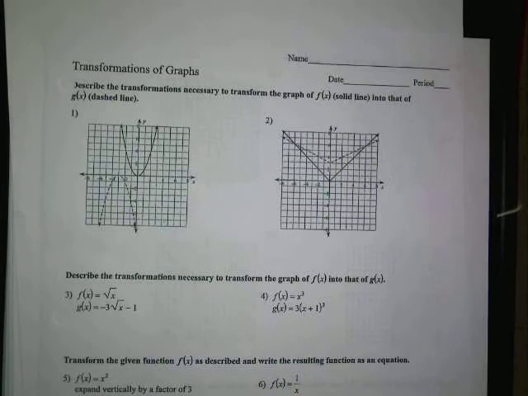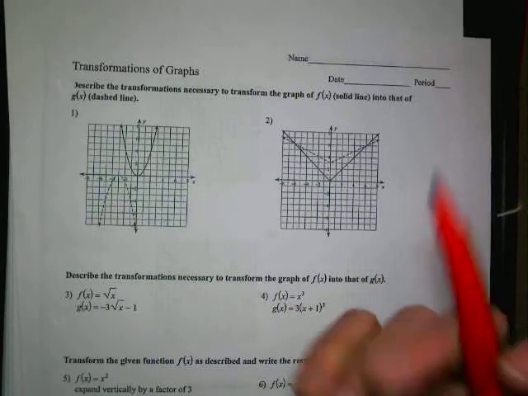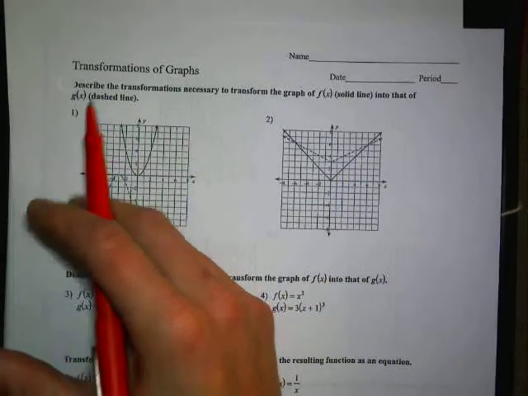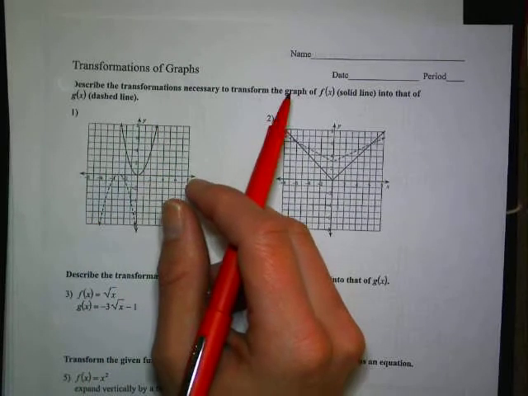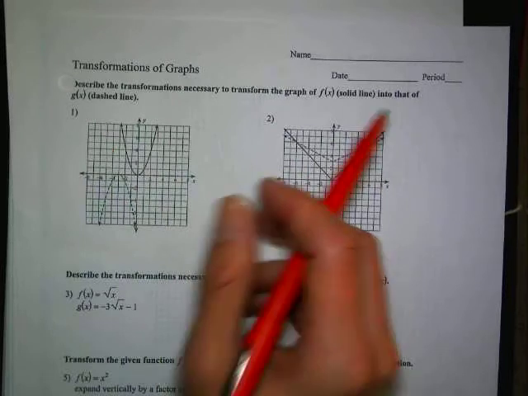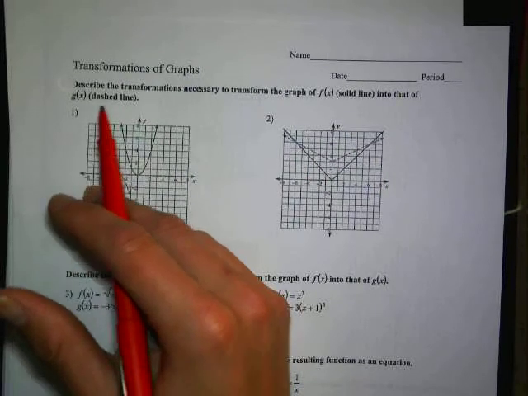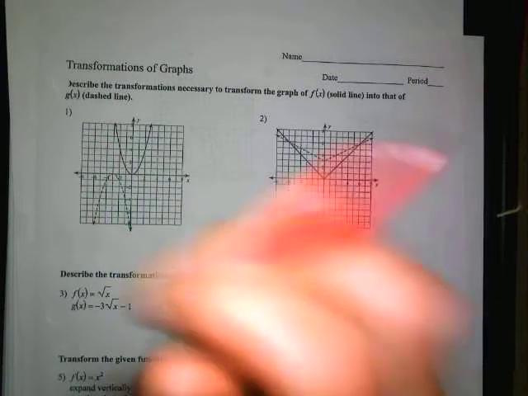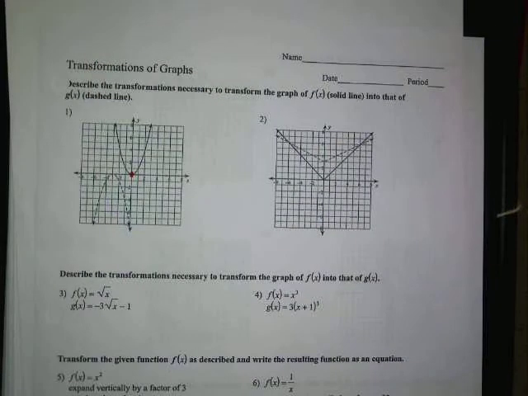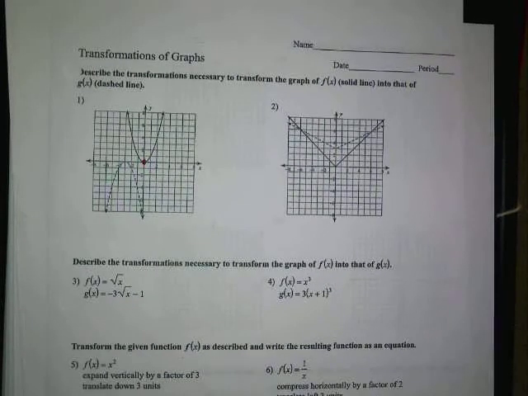Focus back up here. Focus. Number 1, it says describe the transformations necessary to transform the graph of f of x, the solid line, into that of g of x, the dashed line. So, the solid line here are your parent functions. Your parent functions always start at 0, 0, right? They start at the origin.